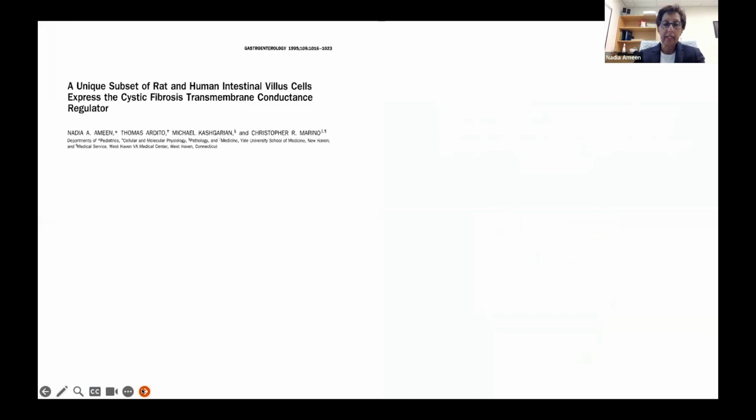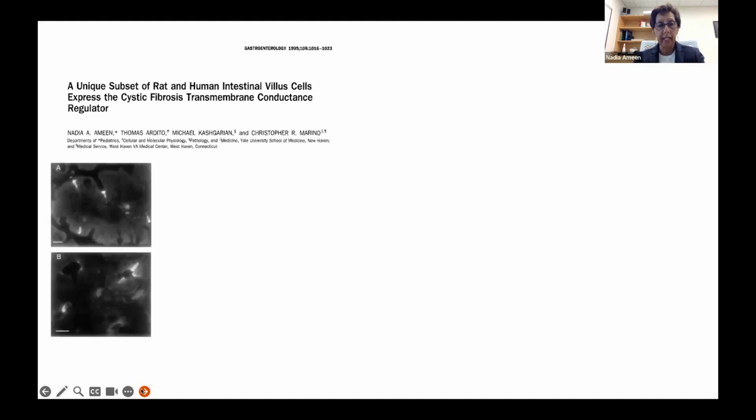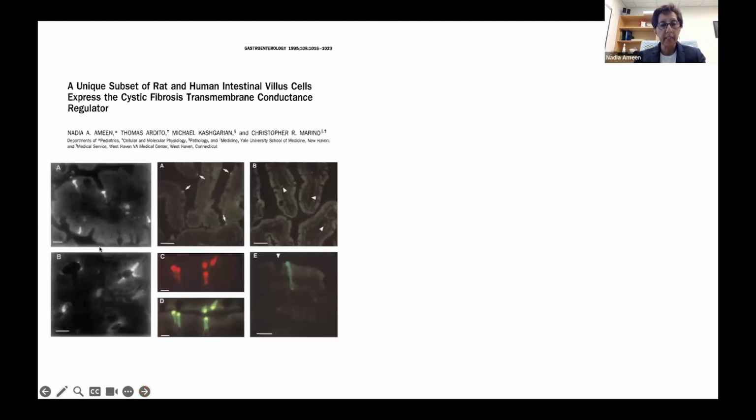When I was a fellow at Yale University, I came to the field just after the CFTR gene was cloned. My project was to localize CFTR in the intestine using an antibody that was generated by my mentor at the time and was the gold standard CFTR antibody in the field. So what we did was localize CFTR in the human intestine, and I'm going to show you images from that published paper. And what we found was that there were these cells located on the villi.